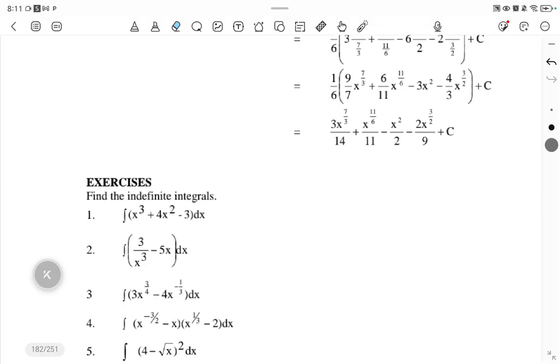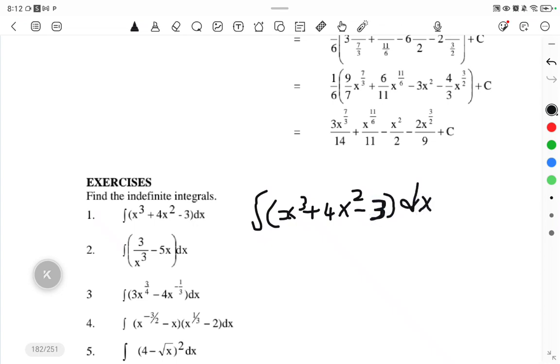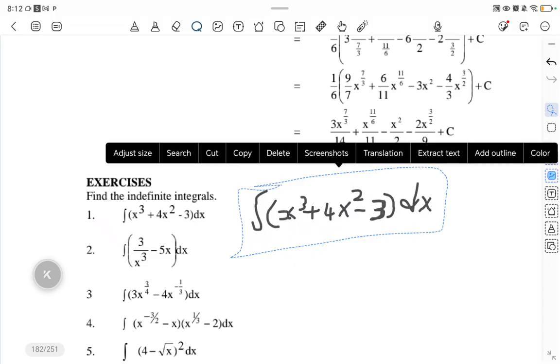So when we come to the exercises, number 1 says that we're given the integral of x to the third plus 4x squared minus 3 dx. So what happens here is this. Now let me copy this, then we write this.